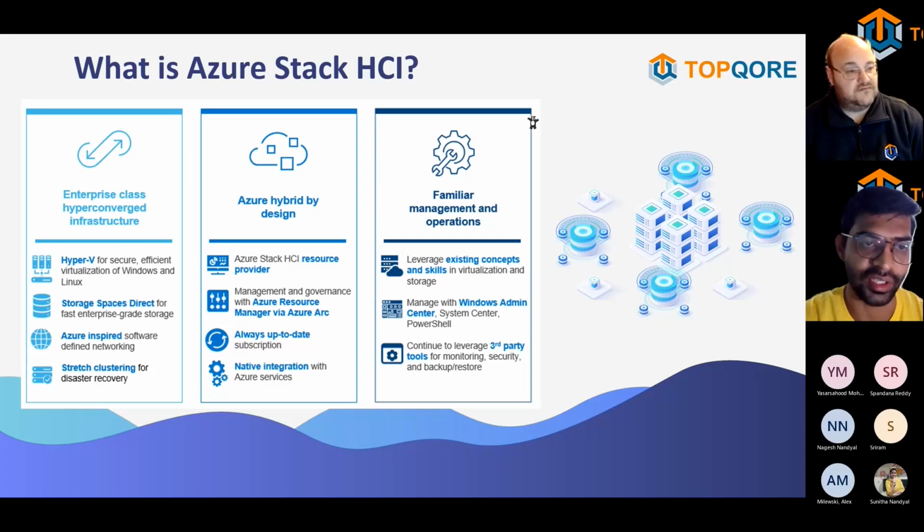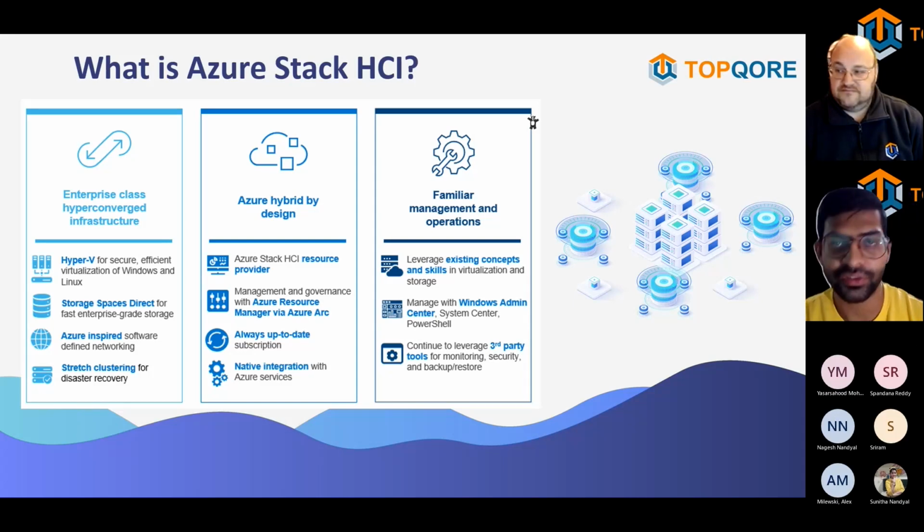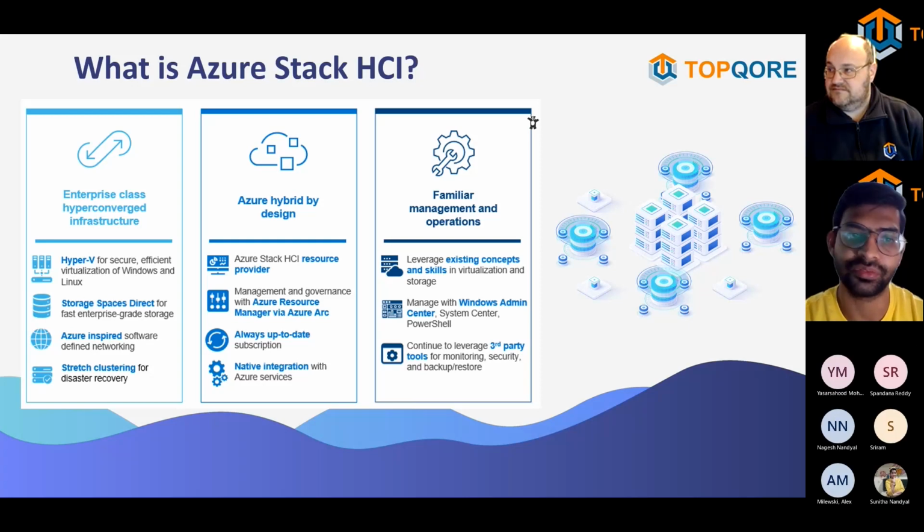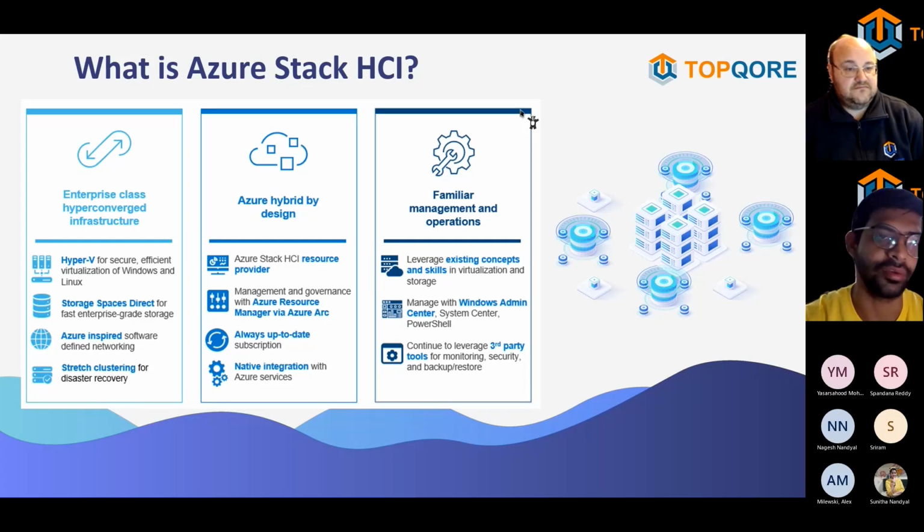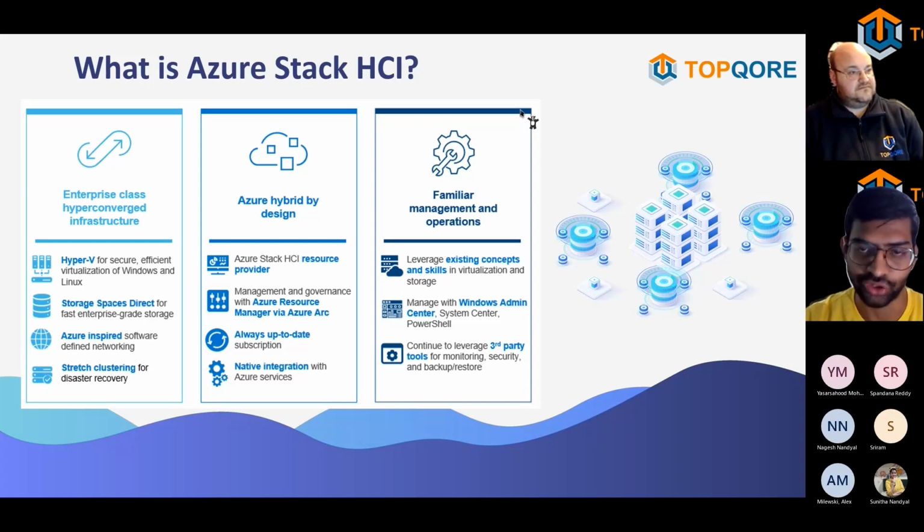So what is Azure Stack HCI? So if you've been in Windows admin for any amount of time, you probably already know what Hyper-V is. You probably already know what S2D is, and if you've been working in Azure, you know what Azure-inspired SDN is. Hyper-V is basically the virtualization platform that Microsoft provides. S2D is the way to manage your storage.